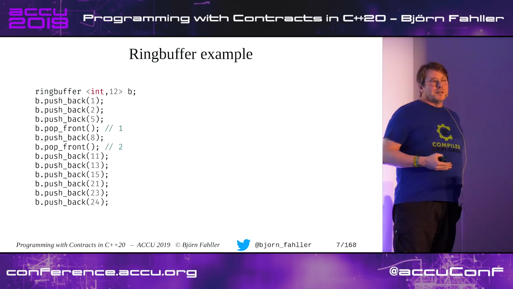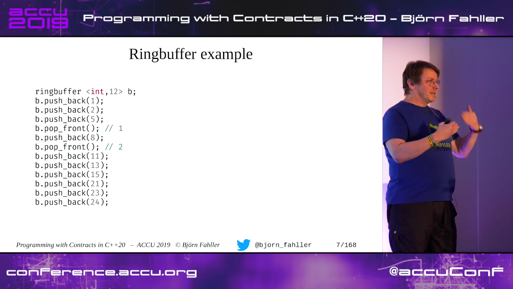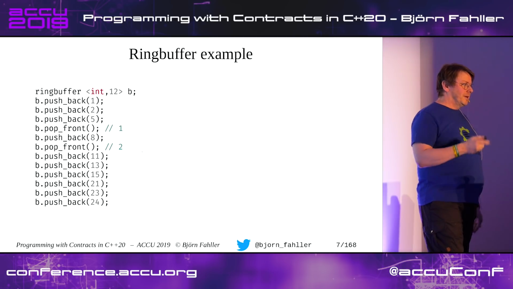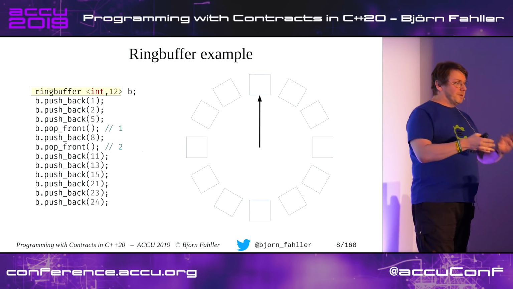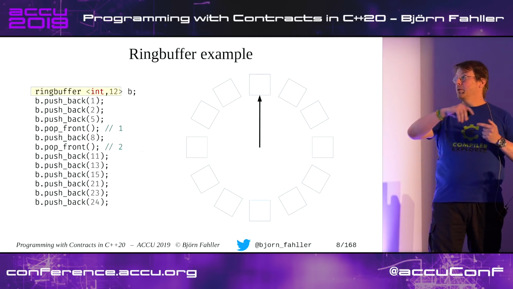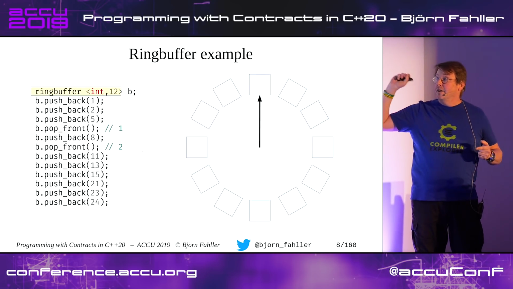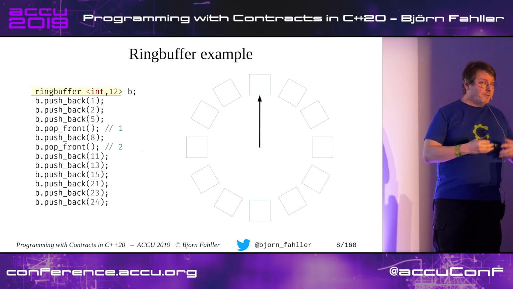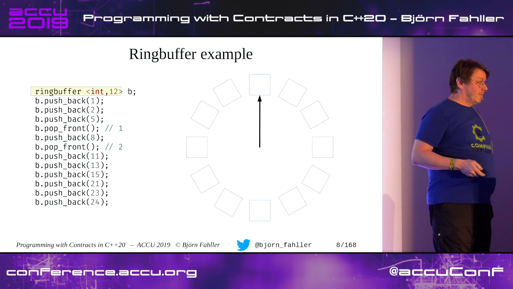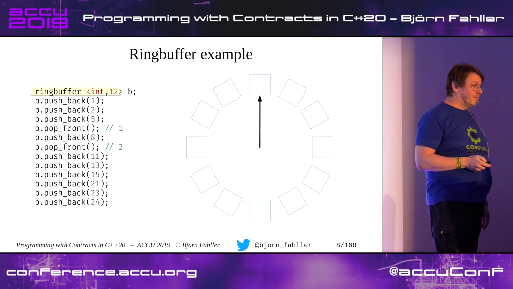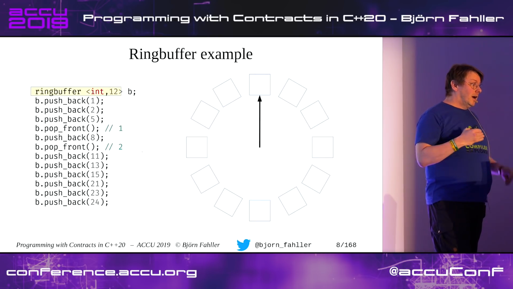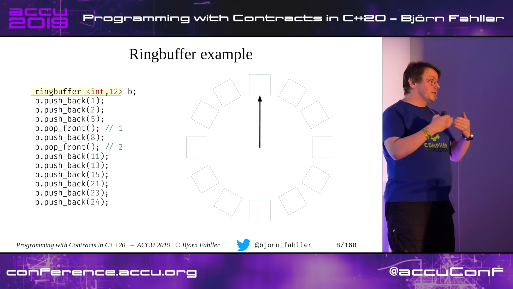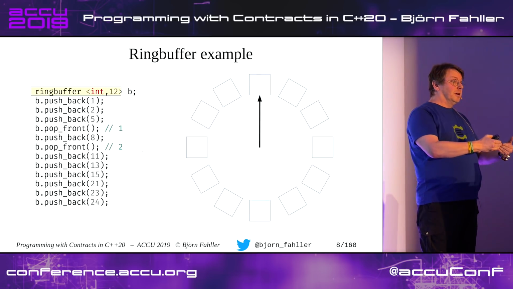A ring buffer is a fixed size queue. Fixed capacity queue, I should say. So this one, ring buffer int of 12, it's a queue, it's circular, and it can hold exactly 12 ints. It can never grow. 12, that is its limit. And this means that if it needs to allocate any resources whatsoever, it does so at construction time, and then it's done.